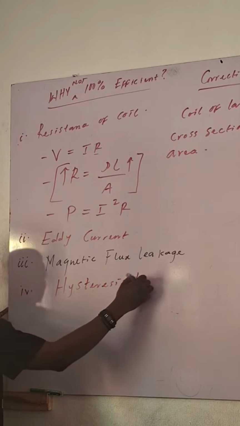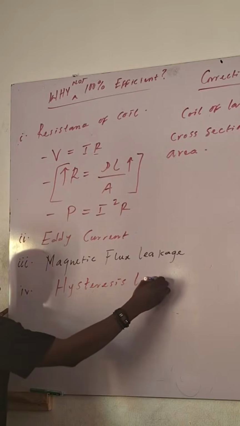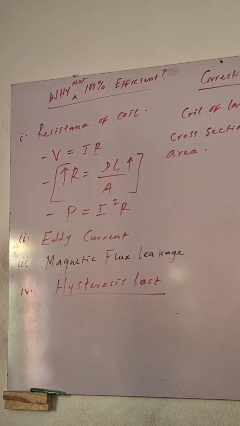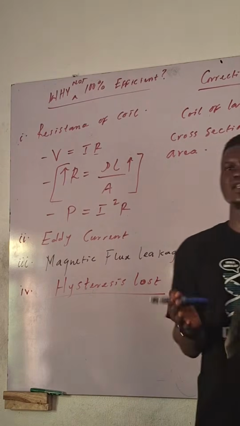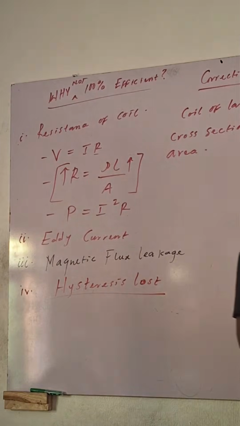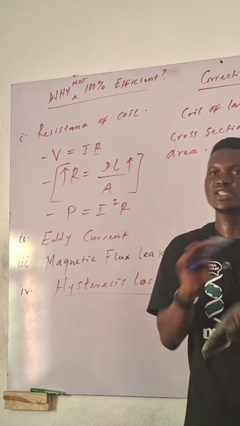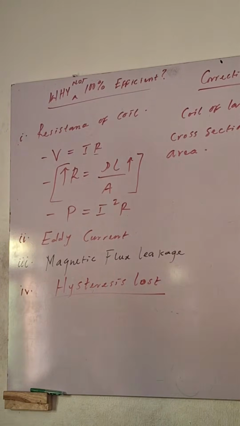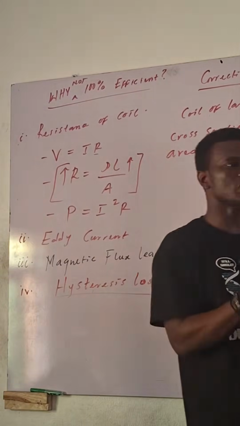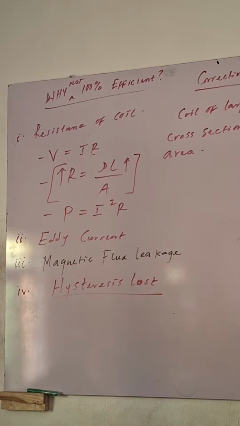Hysteresis loss is just talking about the energy loss in a transformer due to continuous changing magnetic field or flux, due to continuous flipping or change in magnetic flux.